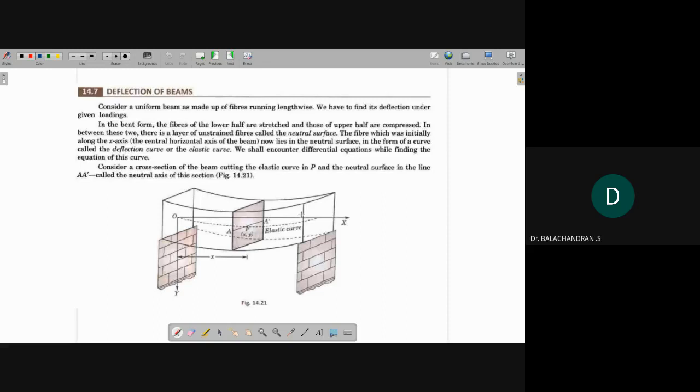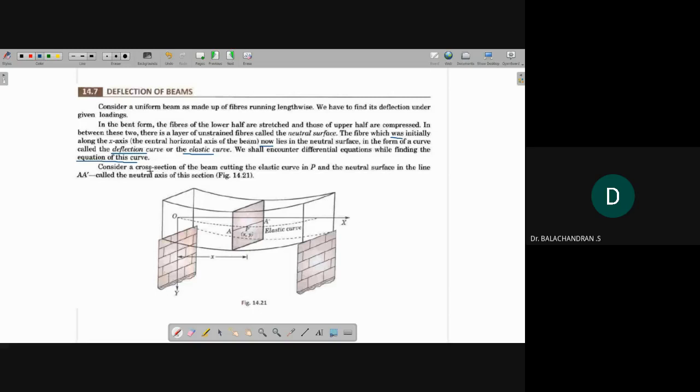Okay, again I'll repeat, the fiber which was initially along the x-axis, that is the central horizontal axis of the beam, now lies in the neutral surface in the form of curve called the deflection curve or the elastic curve. Okay, now we shall encounter the differential equation while finding the equation of this curve. This curve means this deflection curve or the elastic curve.